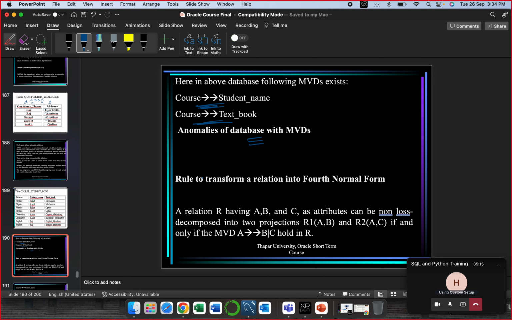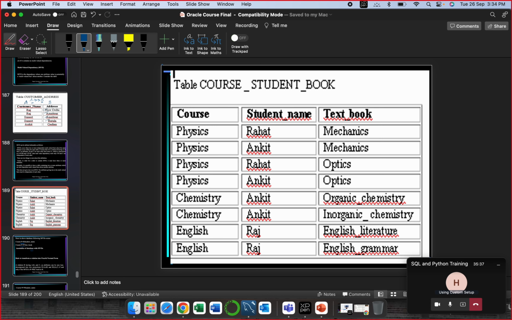How to handle this? Rule to transform a relation into fourth normal form: a relation R having A, B, C as attributes can be non-loss decomposed into two projections. So we can divide this table into two parts. One is course and student name, one is course and textbook. Again, let's say this is A, this is B, and this is C. We can have a table with A and B, and a table with A and C. So these are values over here.